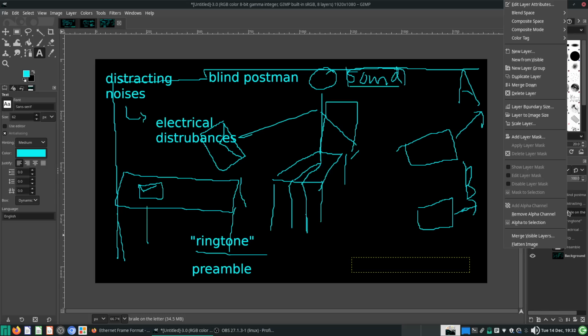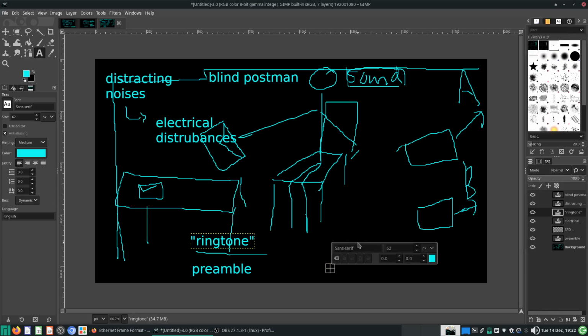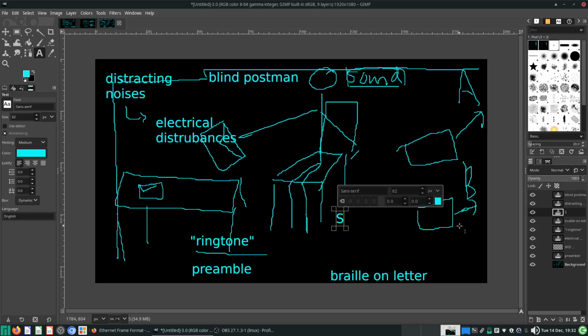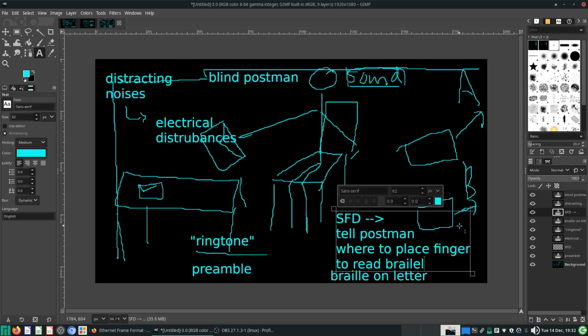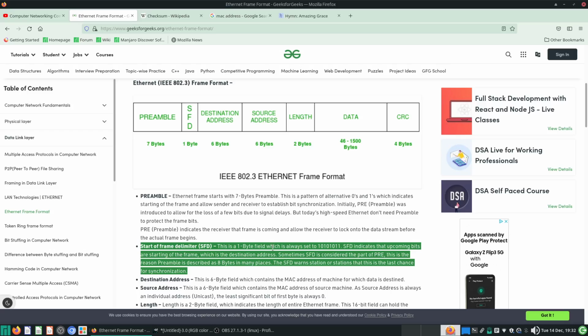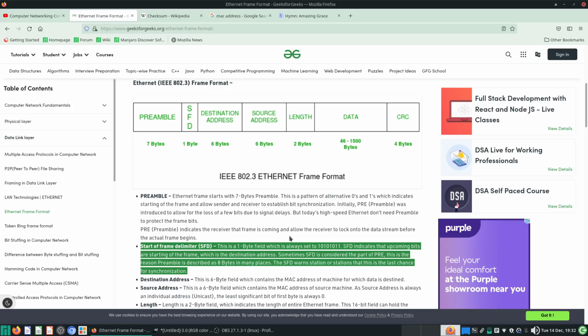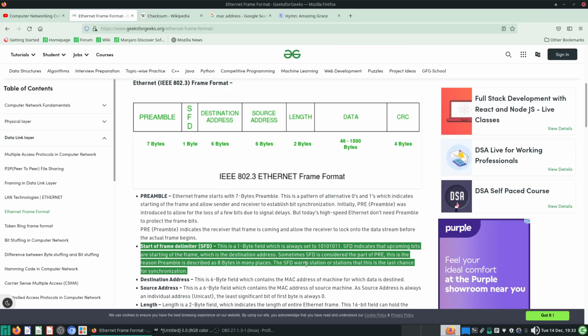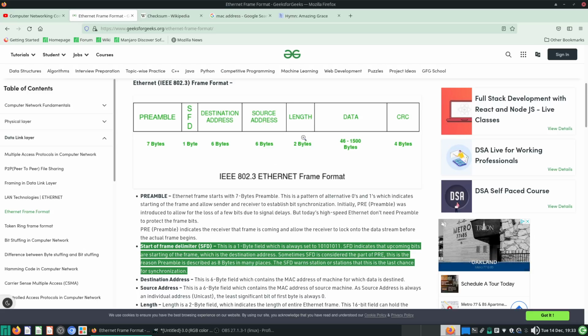Okay, let me delete it. So the start of frame delimiter: I need to tell the postman where to place finger to read Braille. Okay, so that's I guess the best thing I can come up with now as to what the start of frame delimiter is. It's the way to tell the postman where to put the finger so that you can start to read the letter.